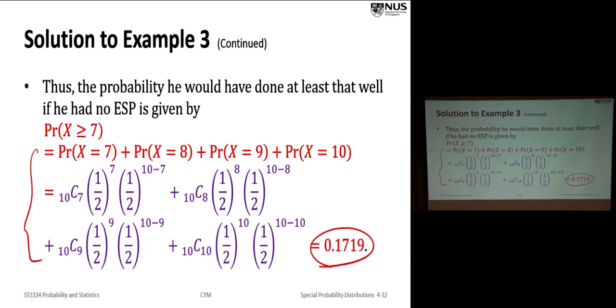Is this a small number? I don't know, maybe to you it's small, but to me it's not. Statisticians have used a number for many decades. The number is 5%, or sometimes 1%. Less than 5% is considered small. So in this case, it's not that small. What does it mean? It means that a normal person who does not have extrasensory perception can get 7 or more correct. The chance is 0.17.